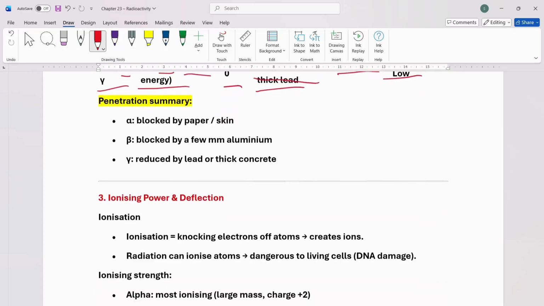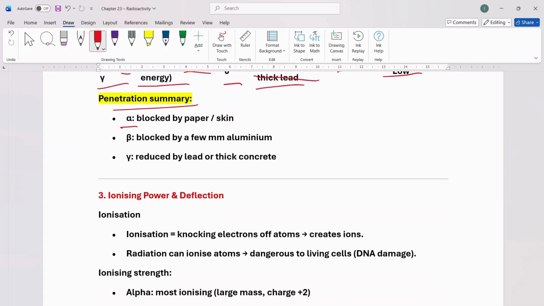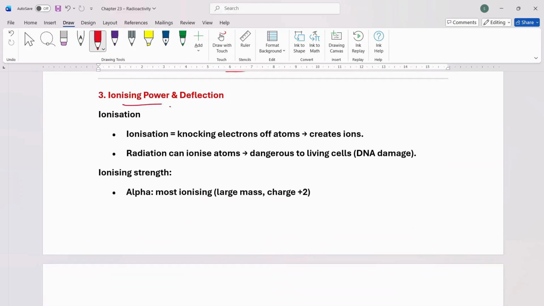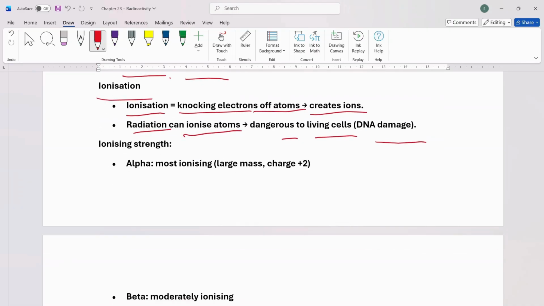So let's discuss the penetration summary. Alpha is blocked by paper or skin, beta is blocked by a few millimeters of aluminium, and gamma is reduced by lead or thick concrete. Now let's discuss ionizing power and deflection. Ionization means knocking electrons off atoms, which creates ions. Radiation can ionize atoms, which is dangerous to living cells and can cause DNA damage.